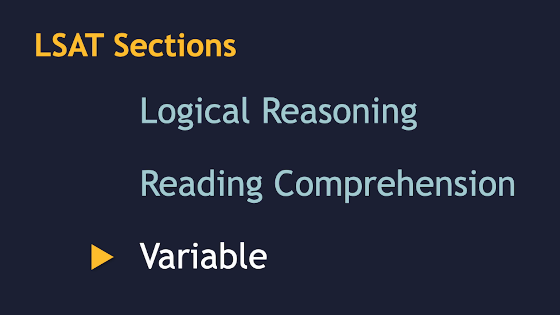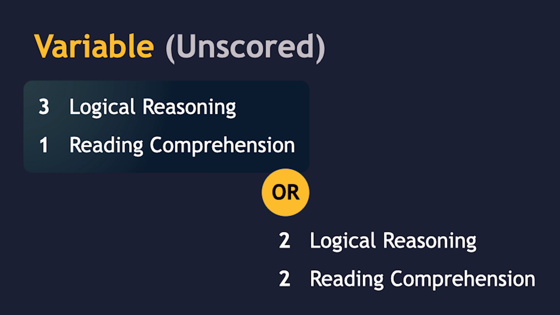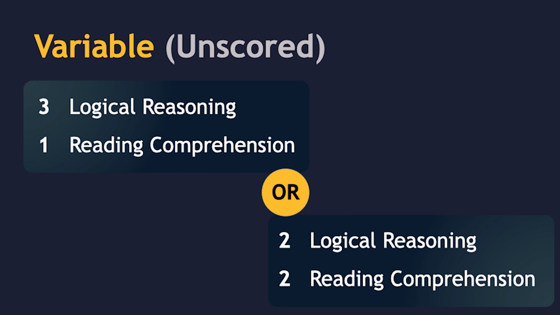The unscored variable section is used by the LSAC, which is the organization that administers the LSAT, to test new questions or assess questions for difficulty. It can either be logical reasoning or reading comprehension. So you'll end up with either 3 logical reasoning sections and 1 reading comprehension section, or 2 of each. On test day, you'll have no idea which section is unscored. So it's very important to treat every section like it's being scored.